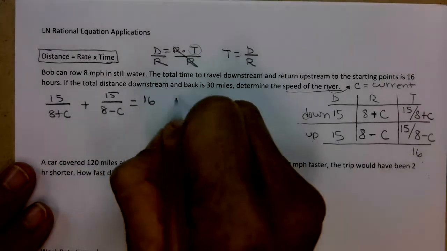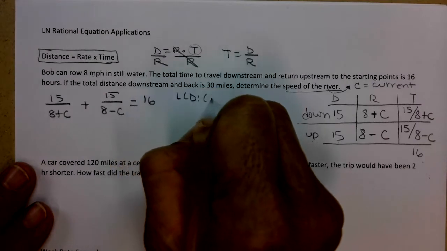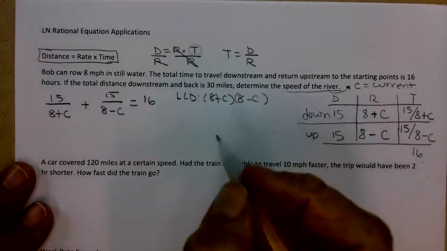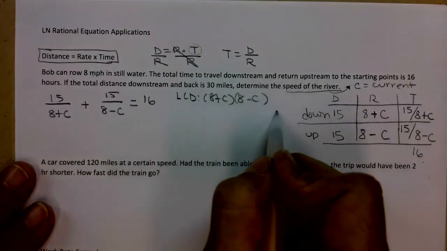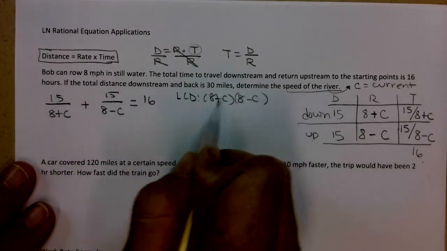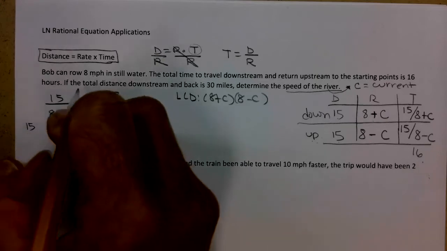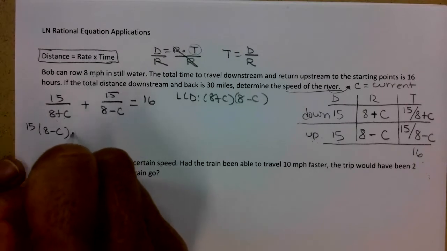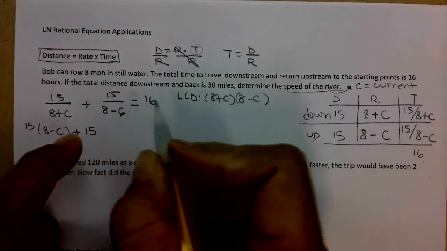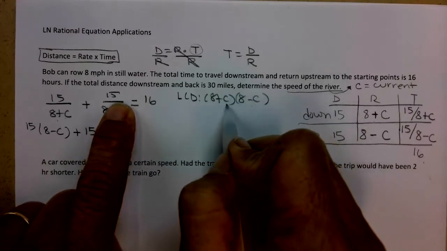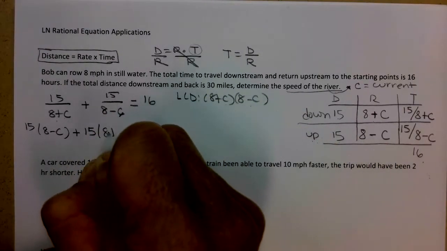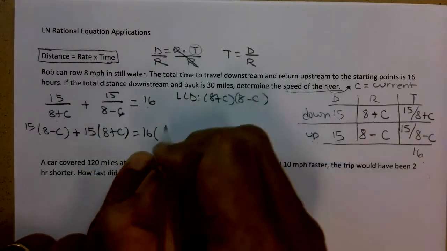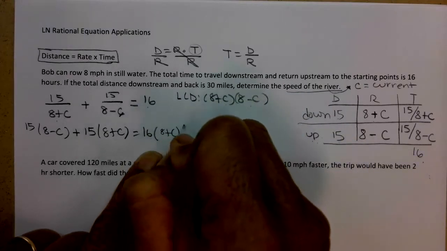Remember how we do that. We come up with the LCD, 8 plus c times 8 minus c, and multiply both sides by that. Each of the terms gets multiplied by the LCD. For the first fraction, the 8 plus c's will cancel, so it's 15 times 8 minus c. For the second fraction, the 8 minus c's will cancel, so it's 15 times 8 plus c. And 16 didn't have any denominator, so 16 has to multiply the whole thing, 8 plus c times 8 minus c.